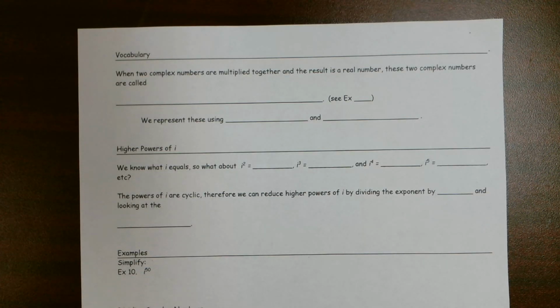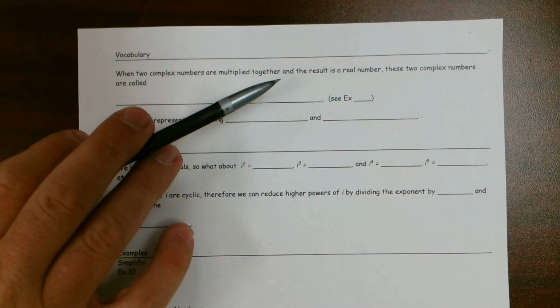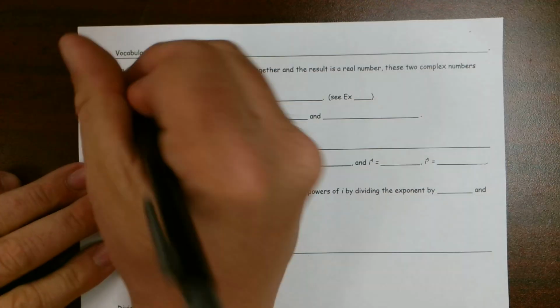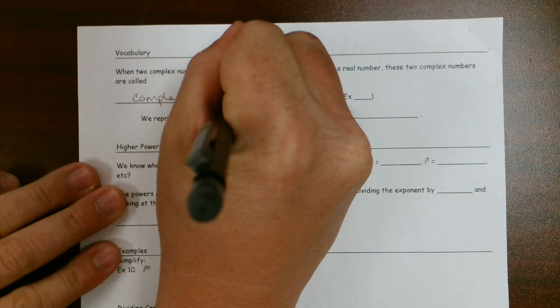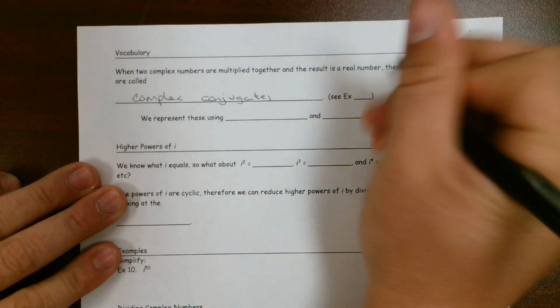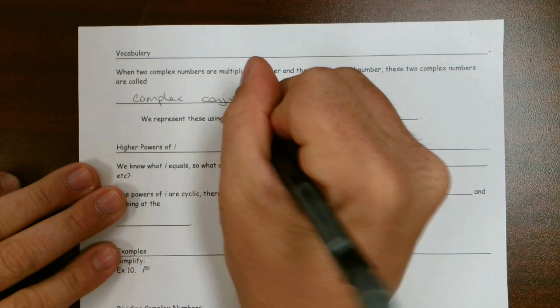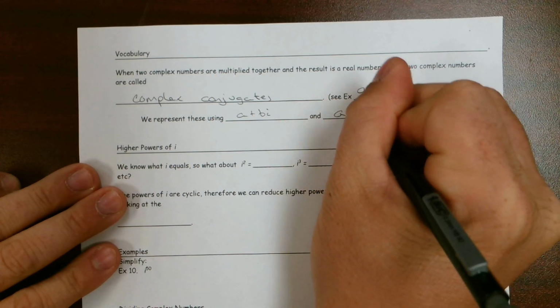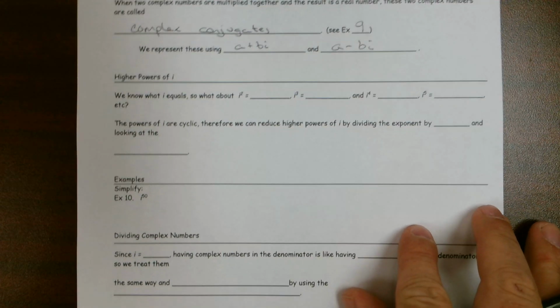Okay, so now in the back there, when two complex numbers are multiplied together and the result is a real number, these two numbers are called complex conjugates. We just did this in example 9. We say multiplying a plus bi times a minus bi, those are complex conjugates. It's going to be difference of squares, and it's going to be a real number. Okay, so super cool to realize, learn, and utilize. We're going to utilize that in a little bit. Okay, but first, let's talk about the higher powers of i.